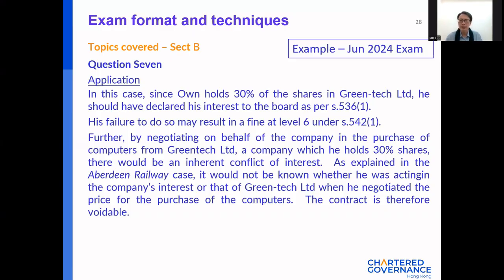So the final price negotiated was $200,000. Was it negotiated in the interest of the company, or in the interest of Greentech, or something else? When they subsequently found out that the market price of computers was only $150,000, you can see clearly that the conflict of interest did arise when he was doing the negotiation.